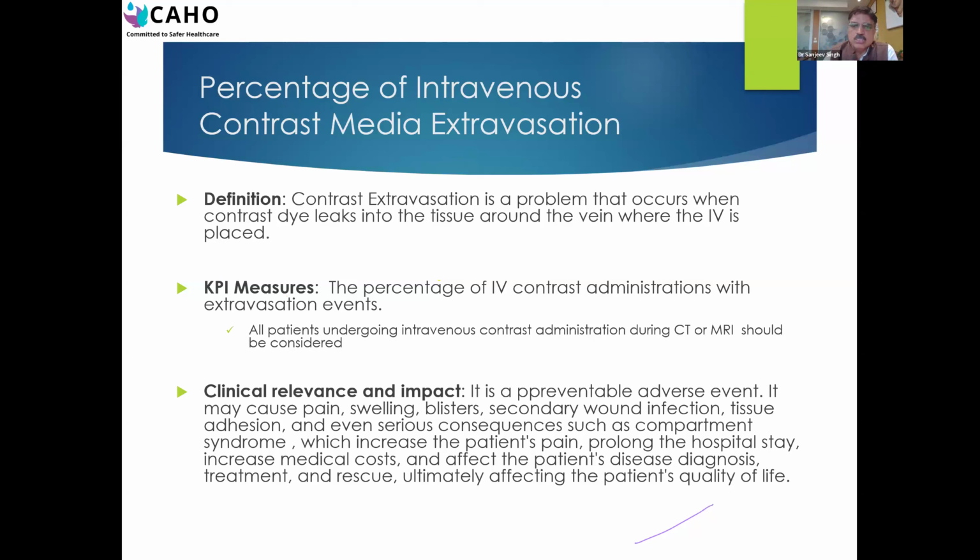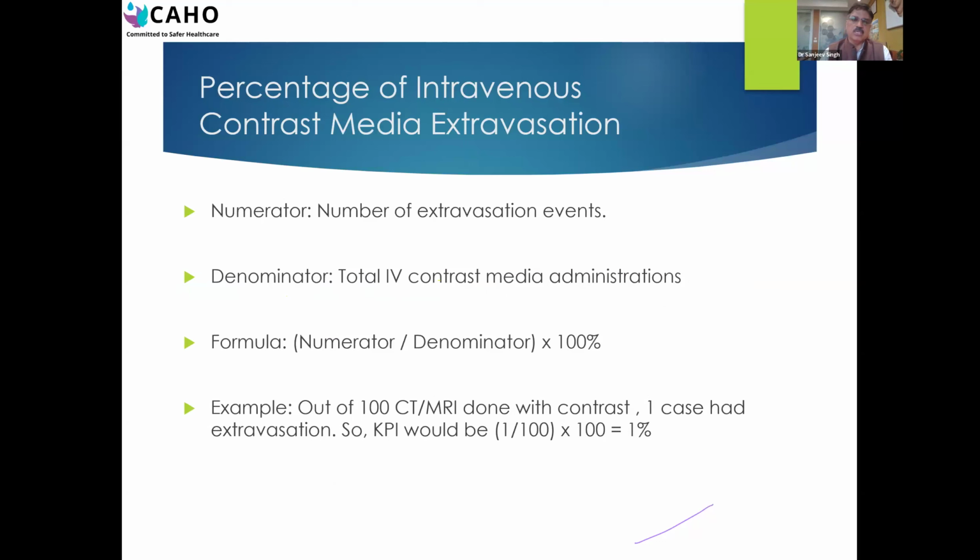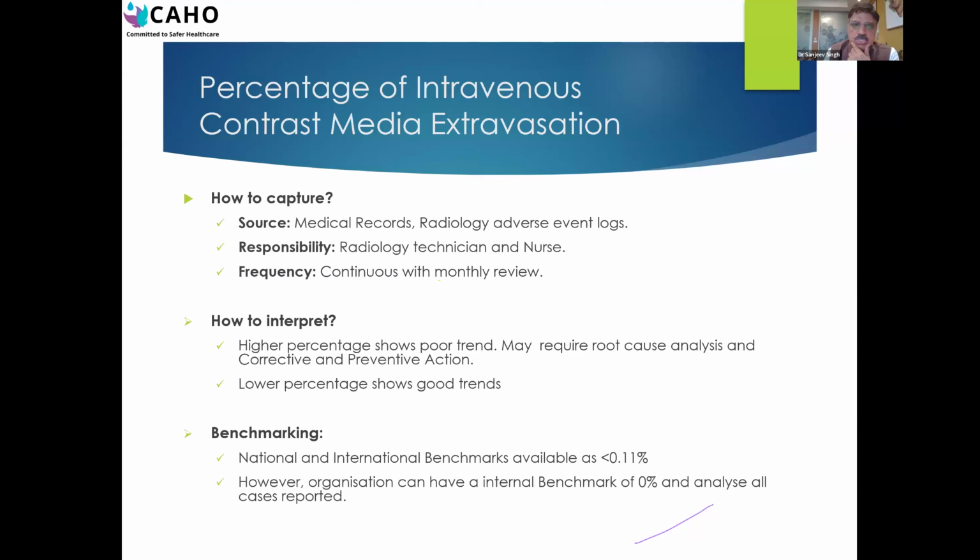What it could lead to is a higher degree of pain, maybe an increased stay, increased cost for the patient, and some treatment would also be required, other than disturbing the quality of life of the patient within the hospital. So the numerator is the number of extravasation events. The denominator is the total number of IV contrast administrations. That is how the formula is. So if there is one case divided by 100 CTs and MRIs where contrast has been given, it could be 1%.